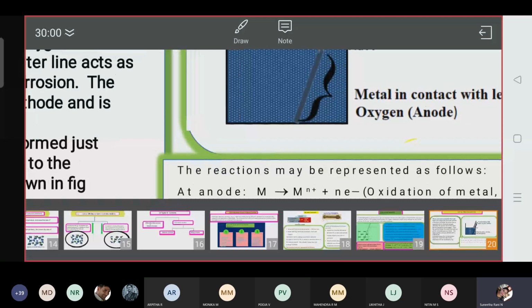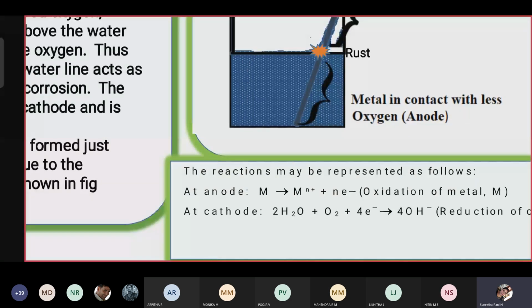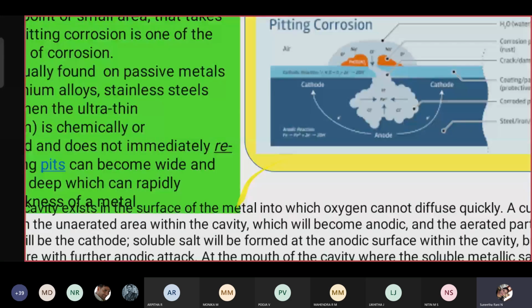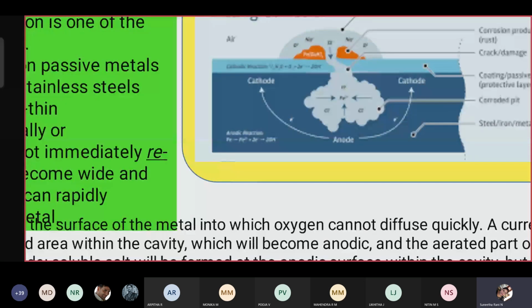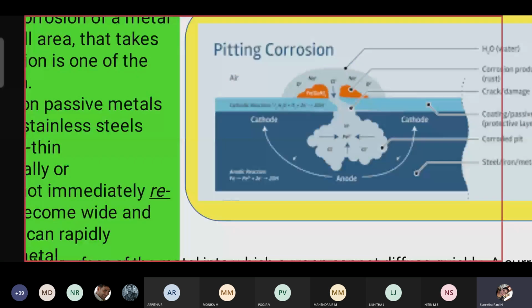The next sub-classification of water line corrosion is what? Pitting corrosion. Another classification is pitting corrosion. How can we explain pitting corrosion? If you look at the picture here, this is the iron rod. In this iron rod, there is a hole here. Can you see the hole here?